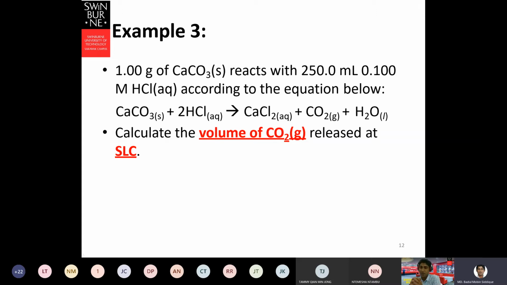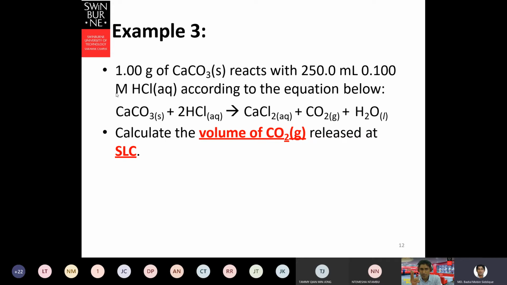for balancing out the reaction first, and also using PV = nRT, the gas law, to find out the amount or the volume of the gas. So here it says that 1 gram of calcium carbonate reacts with 250 milliliter of 0.1 molar HCl according to the reaction below. Calculate the volume of carbon dioxide gas released at STP.